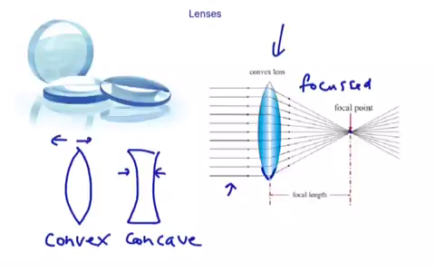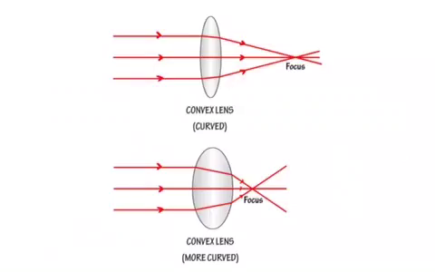And the distance between the middle of the lens and the focal point is called the focal length or the focal distance. It's interesting to note that the curvature of the lens, that's how curved it is, determines how close or far away the focal point is.